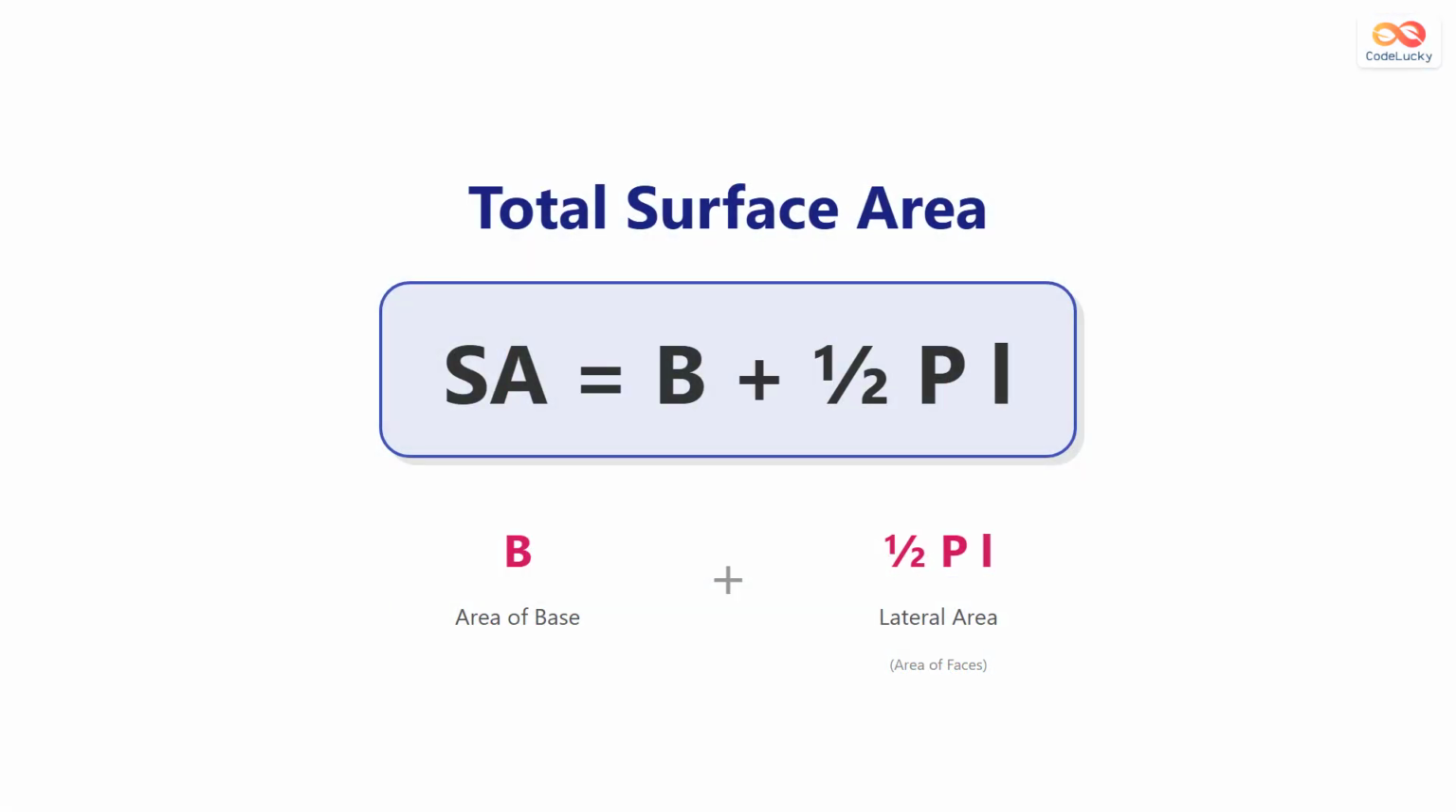Putting it all together, the total surface area is the base area plus the lateral area. So, the formula is B plus 1/2 PL. Remember, B is the area of the base shape, P is the perimeter of the base, and L is the slant height.